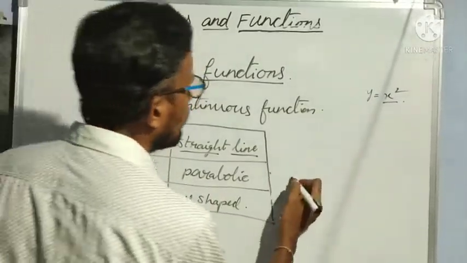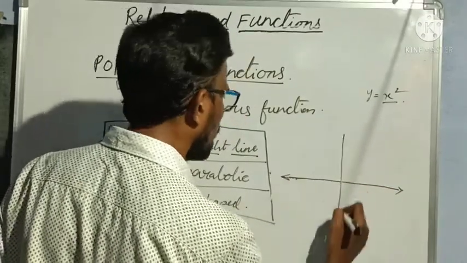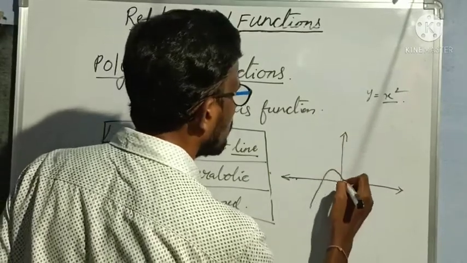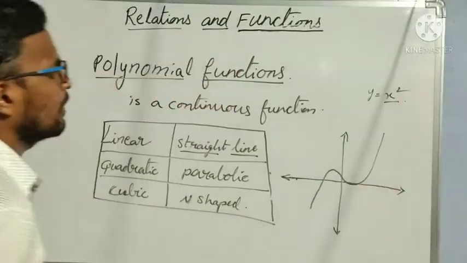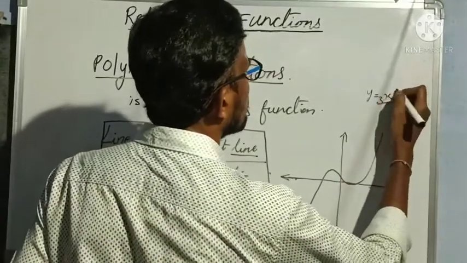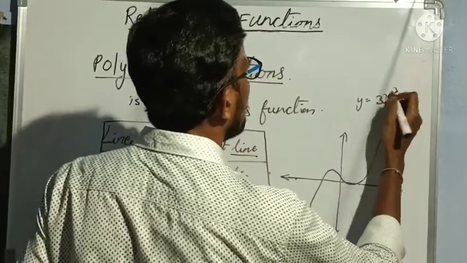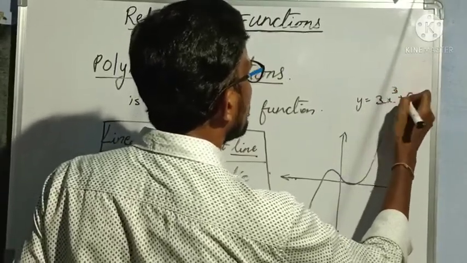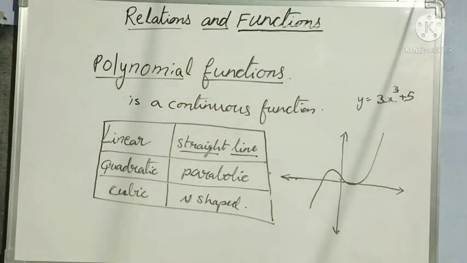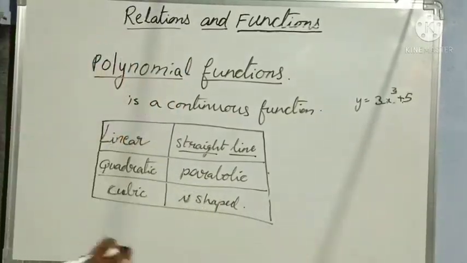Next, a cubic polynomial gives an n-shaped graph. Wherever it may be, you will get an n-shaped curve like this. Cubic means we will get negative values also, so somehow like this we will get the graph. Suppose I want 3x cube plus 5, so y equals 3x cube plus 5. Cube means cubic polynomial, and a cubic polynomial is always an n-shaped curve. So these are very important about polynomial functions.